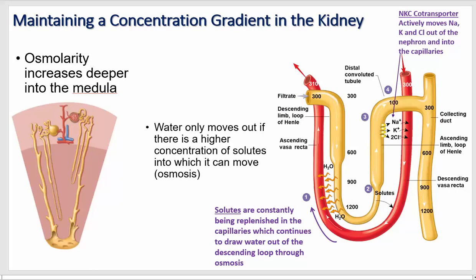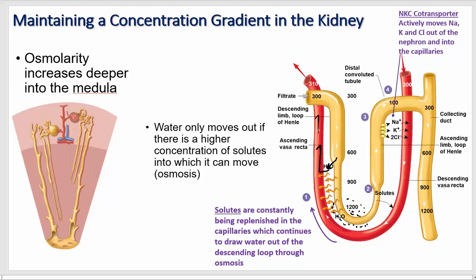All right, so back to maintaining that concentration gradient that I kind of have already explained. So we'll go through this a little more quickly. Water moves out if there's a higher concentration of solutes, so we see that. We've got this murky area down here, so I'll quickly explain the same thing that I just did. And then the water is going to move out, but then it's going to be passed back up through with this vasa recta.